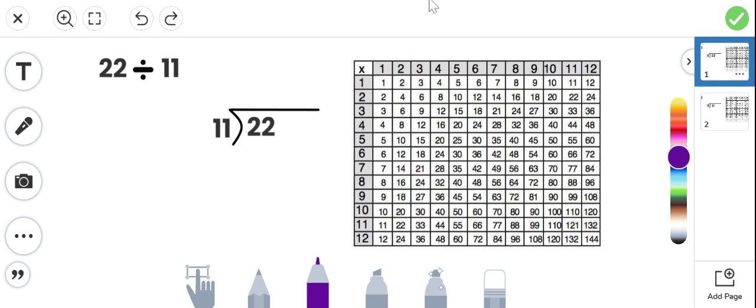22 divided by 11. Okay, remember that the first is last and the last is first when putting it in the division box. But you still say 22 divided by 11 even when you're doing the division box. Okay, remember that the divisor is the horse.